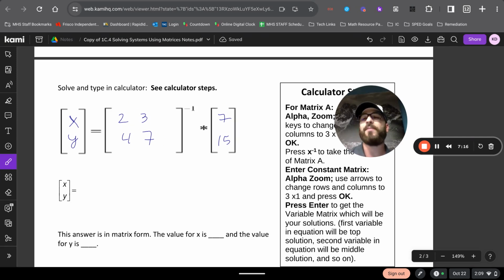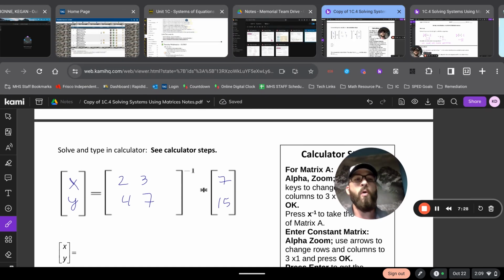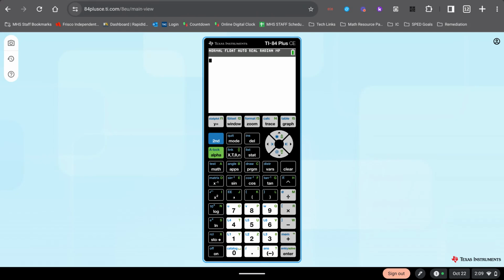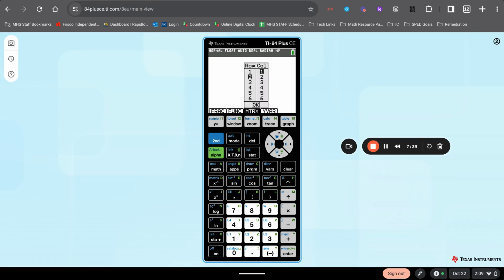So once I have this set up, I can take this right side right here, 2, 3, 4, 7 to the negative first times 7, 15, and I can type that directly into the calculator. So go ahead and grab your TI-84. And on our TI-84, we're going to click alpha and then the zoom button. And when you click alpha zoom, you'll see it brings up this matrix window.